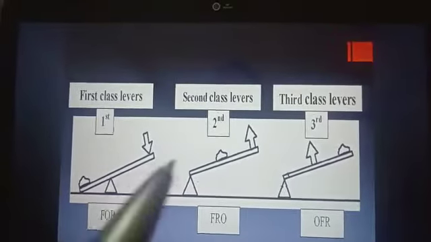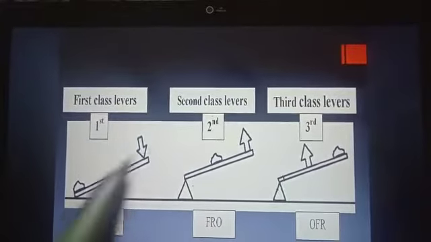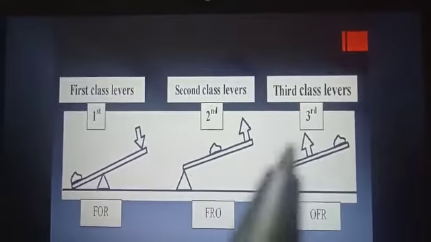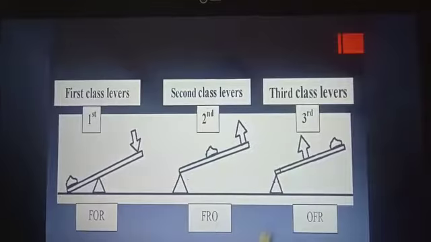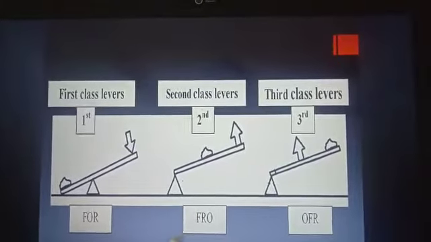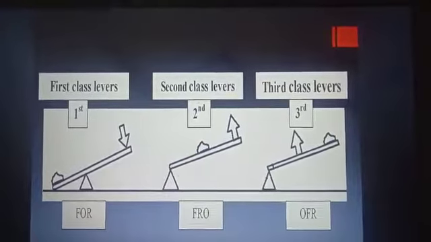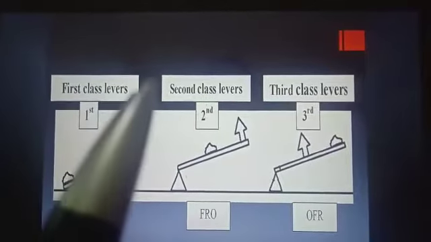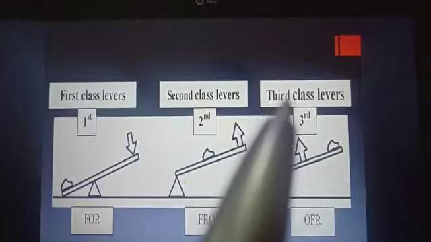The first class lever we can say "FOR". The second class lever we can say "FRO". The third class lever we can say "OFR", to make it easy. So, a lever has three types: first class lever, second class lever, and third class lever.